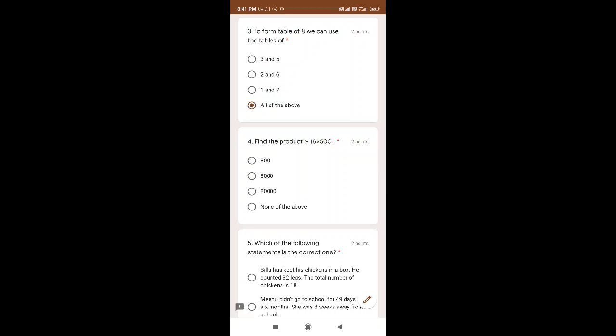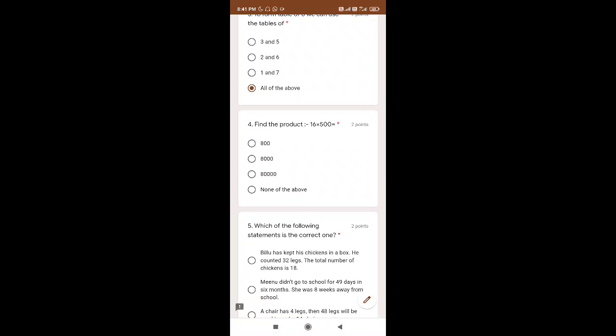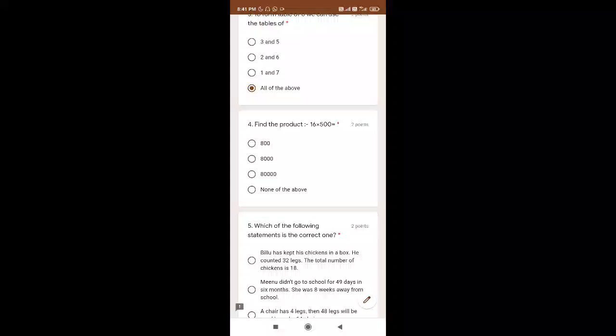Then come to question number 4. Find the product 16 multiplied by 500. So here first you will multiply the digits 16 multiplied by 5. So it will be 80. Then you have to enter the number of zeros given here. So number of zeros are 2. So 16 multiplied by 5 equal to 80. And you have to put 2 more zeros at the right side of the product. So it will be your 8000. So option B is the correct answer.